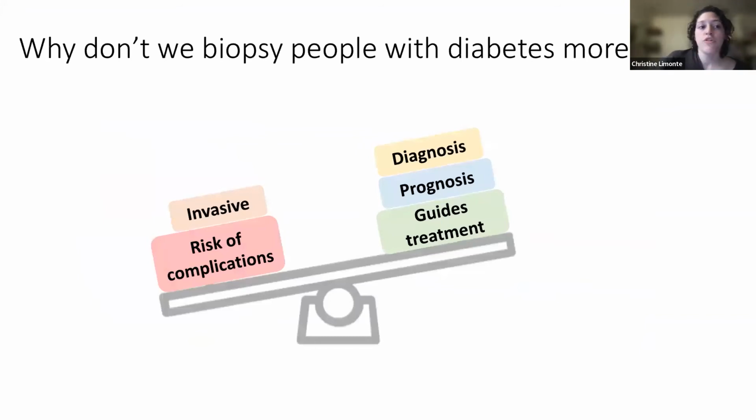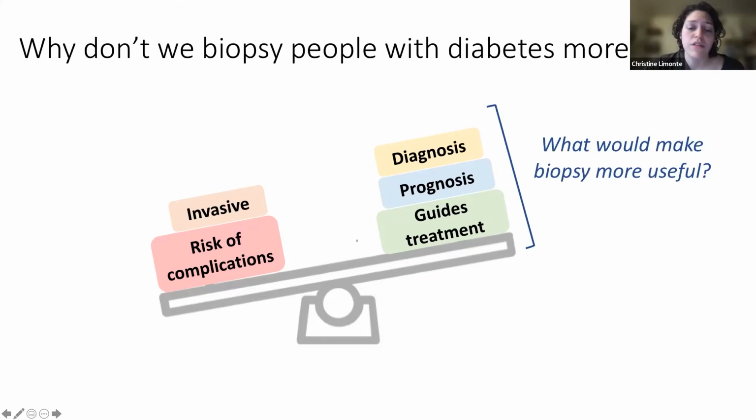So back to our original question of why don't we biopsy people with diabetic kidney disease more often, or with diabetes more often? It's not because our ability to make a clinical diagnosis is perfect, right? I just showed that 3 to 5 out of 10 people with diabetes that we biopsy will have diabetic kidney disease, or the positive predictive value of deciding to do a biopsy is not perfect. The reason we don't biopsy is because right now, a biopsy doesn't add much in the way of diagnosis, prognosis, or treatment for diabetic kidney disease. So I wanted to ask, what would make biopsy more useful?